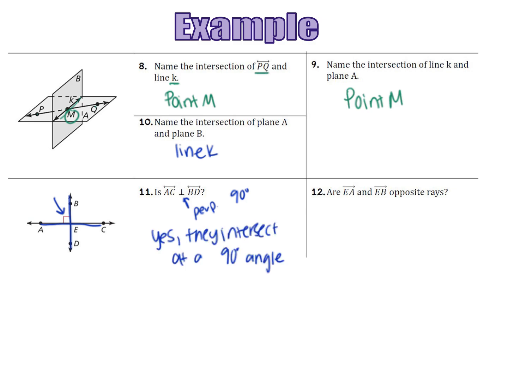And then number 12 says, are EA and EB, so EA is starting here, EA and EB, are they opposite rays? And they do have the same endpoint. They do start at E, but they're not going in opposite directions. They're going in different directions, but not in opposite directions. So no, EA and EB are not opposite rays.